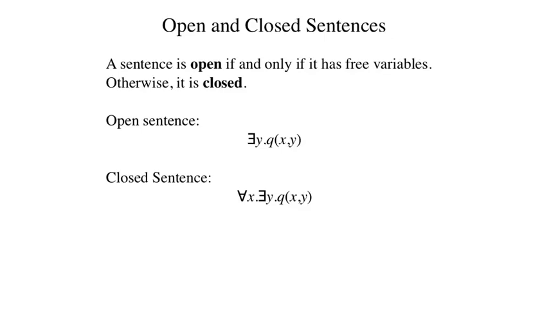And finally, we say a sentence is open if and only if it has free variables. Otherwise, it's closed. For example, the first sentence here is open, and the second one is closed.